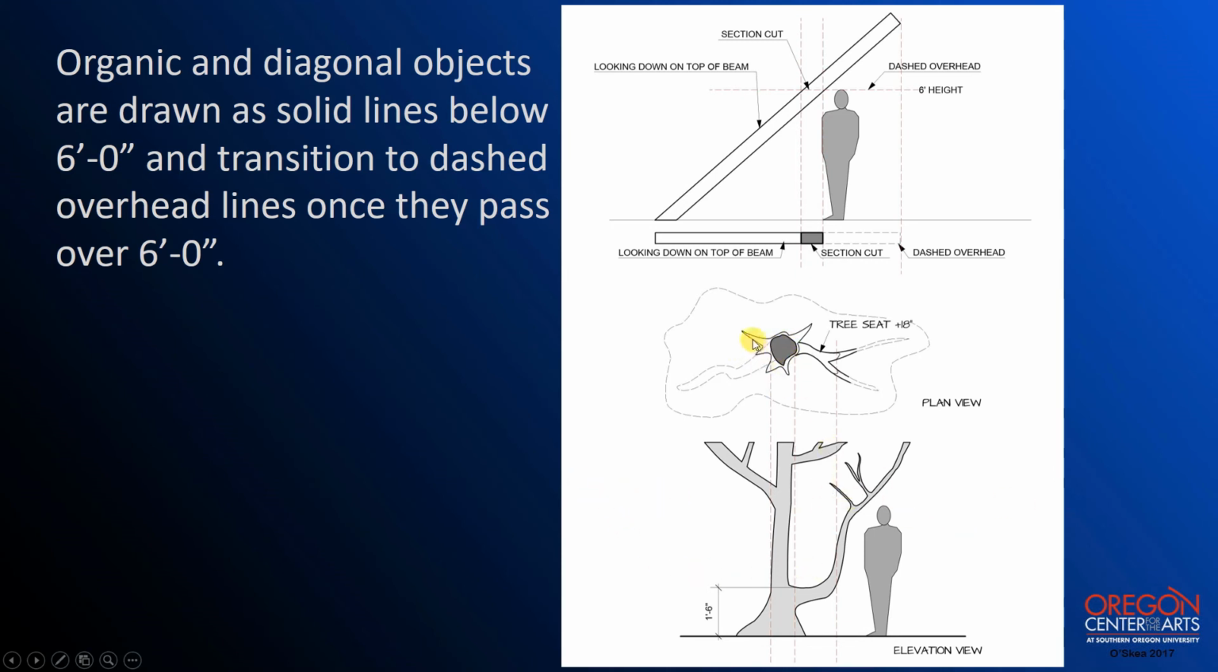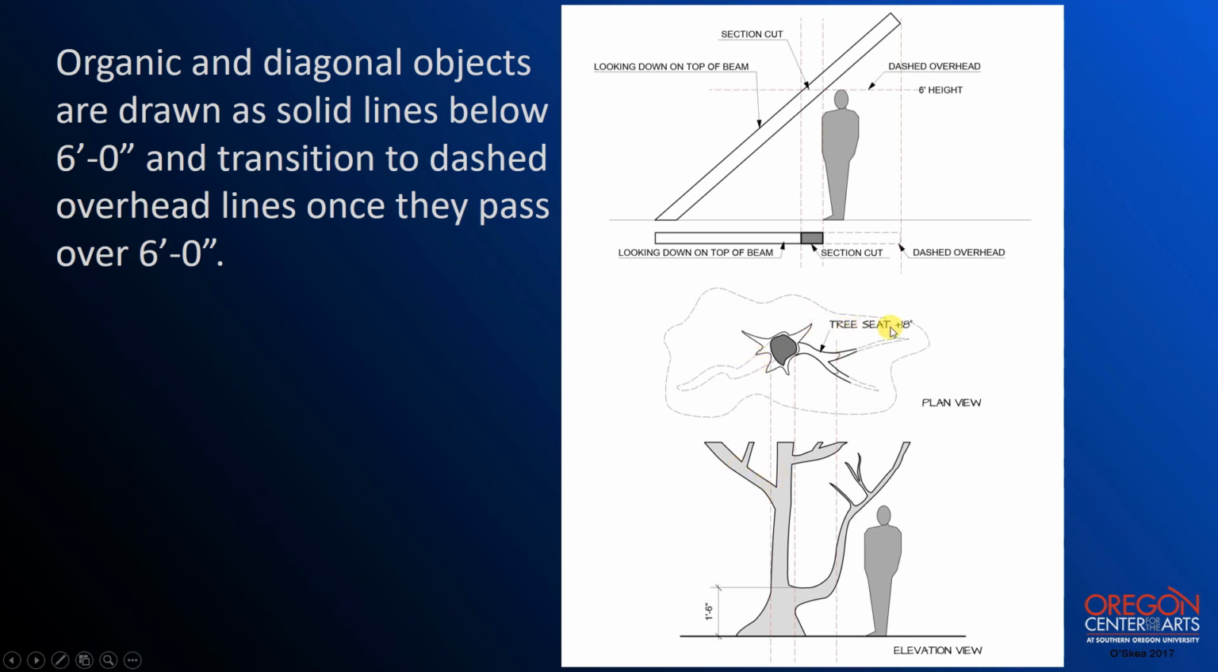We could show the roots of the tree down over here from top view. We can have a little dashed line showing where the canopy is. The lighting designer is going to want to know that. This whole branch over here is completely above 6 feet, so that whole thing is a dashed line. It's good to know where it is, but it's not going to get in the way of our blocking.